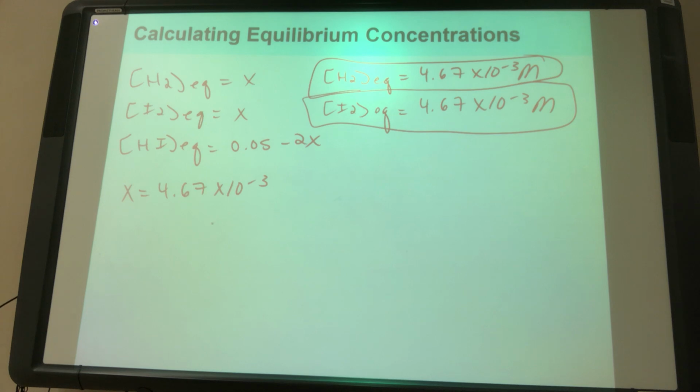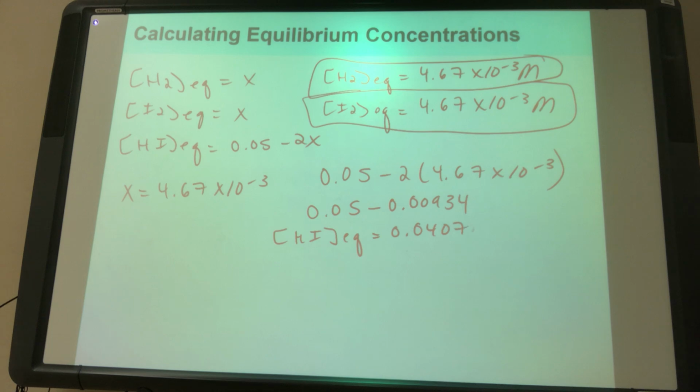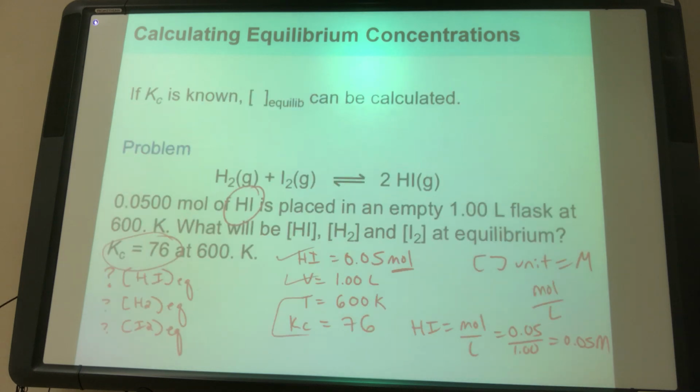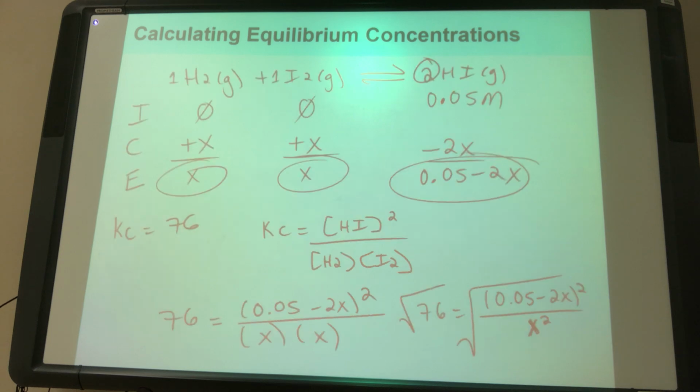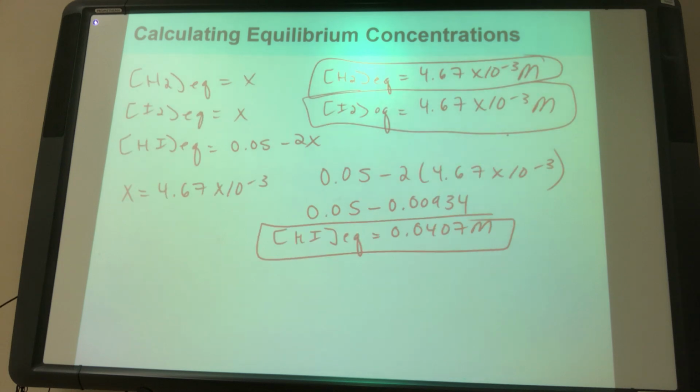So to get his answer, I got to do 0.05 minus 2 times x, which is the 4.67 times 10 to the negative 3. So I multiply that by 2, and I get 0.00934. And then when I subtract, I'm going to get HI's equilibrium value to be 0.0407 M. All right, so now we have our answer. Our whole point was to find the equilibrium concentrations for HI, for H2, and for I2. And that's what we found.